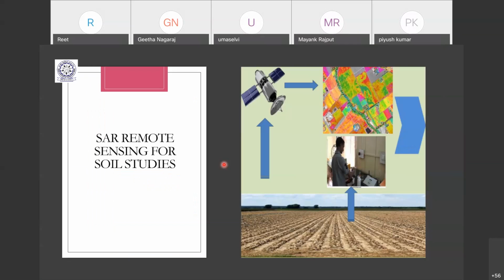So soil parameters are something that we need to study using the remote sensing data, because till now what is happening is that all these soil parameters are studied in the field only.